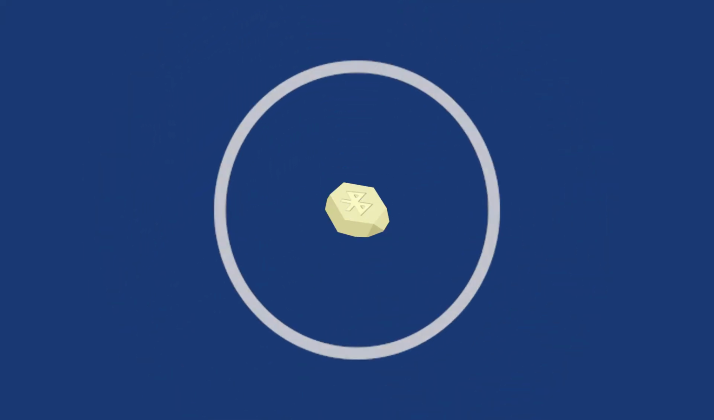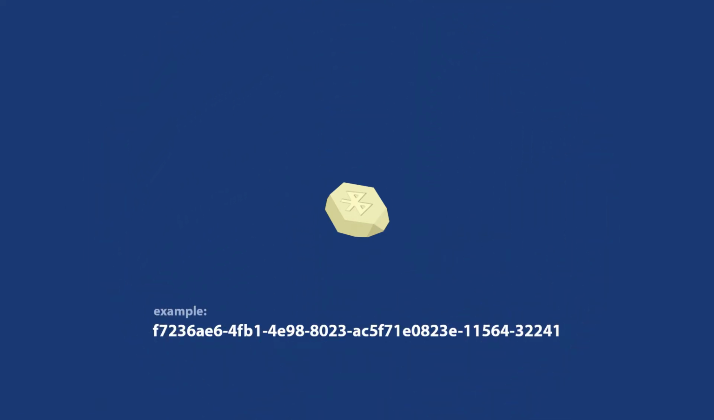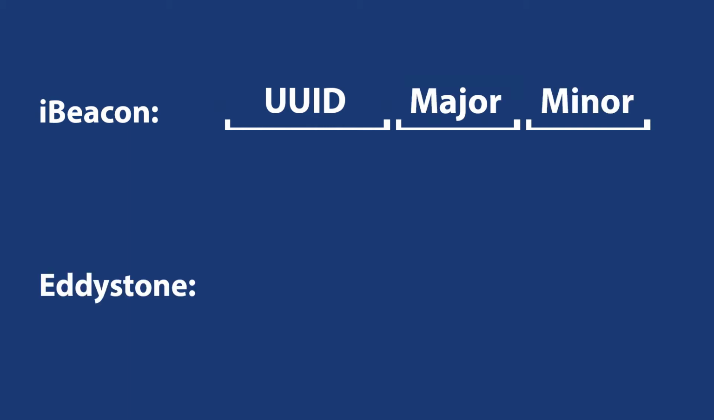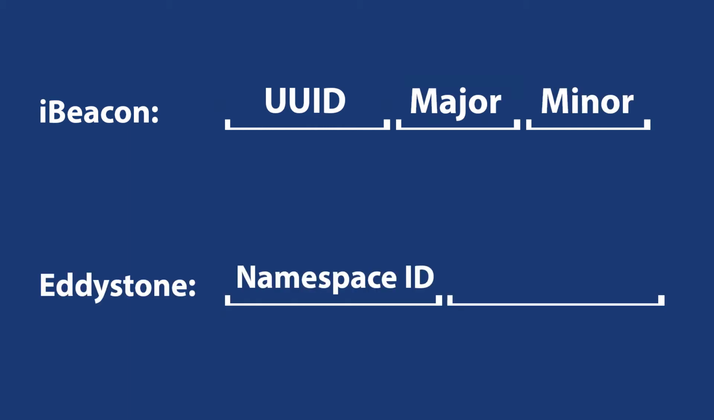Beacons transmit an identifier, a sequence of characters and numbers. In the case of iBeacons, it consists of UUID, a major number, and a minor number, whereas Eddystones consist of Namespace ID and Instance ID. You can set these values as you wish. The main point is to keep your installation organized. Just make sure that each beacon has a unique ID.